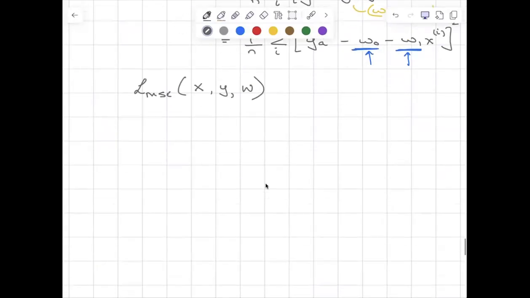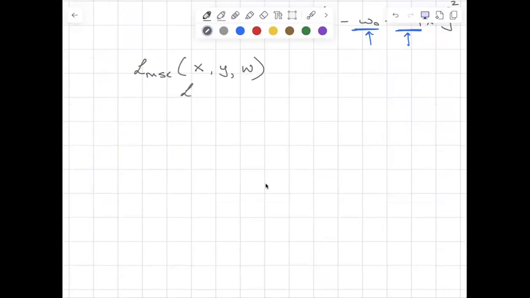In fact, what I'm going to write out here is L_MSE is a function of w given x and y. So this notation is saying that given x and y, I can vary w. It's a function of w. So for different values of w, I can calculate the loss, and x and y are kind of fixed. They're from my input data. Does this make sense? Because this is a very important point.